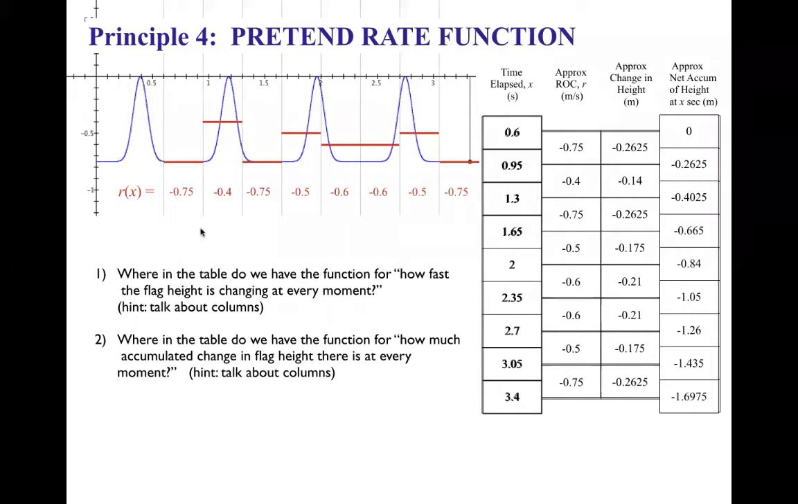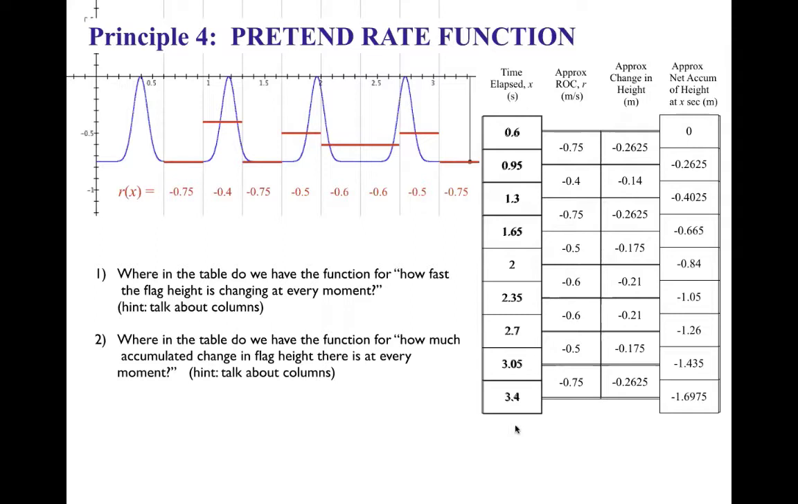Okay, and then we built this table. And we built this table based on our new pretend rate function to try to move towards accumulation, or tracking changes in height, right? Get from the rate of change. So where do we see how fast the flag height is changing at every moment? So what columns give us a function for how fast the height is changing at every moment?